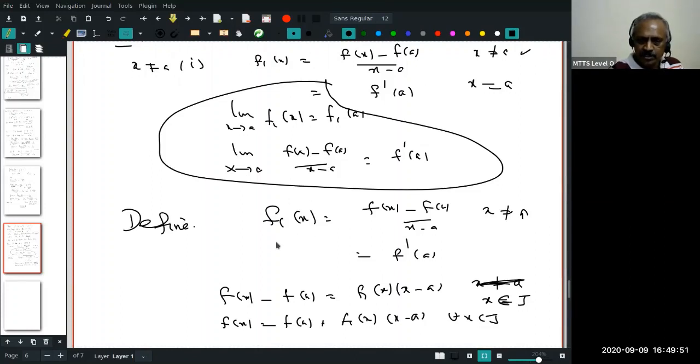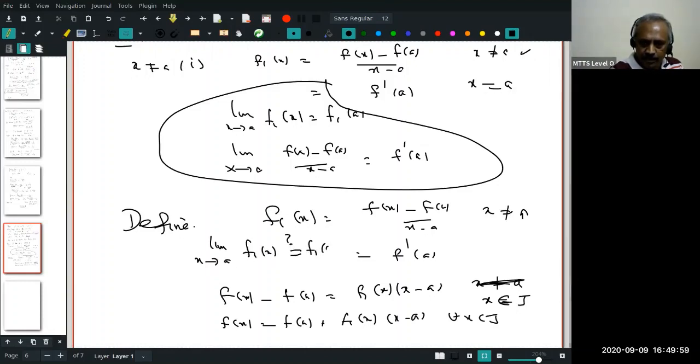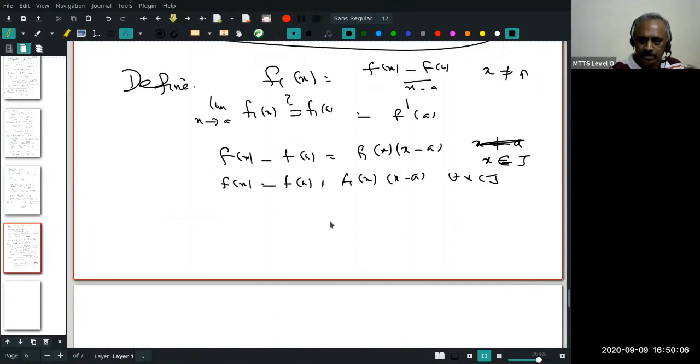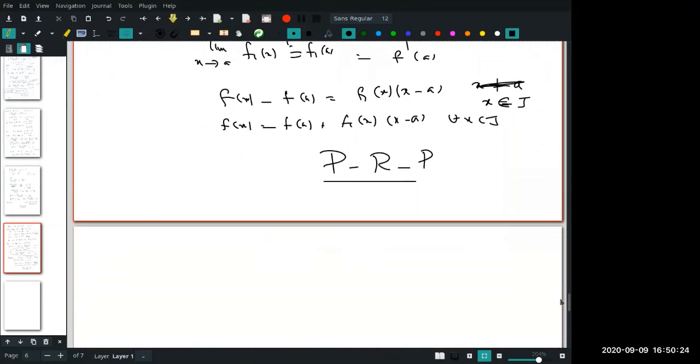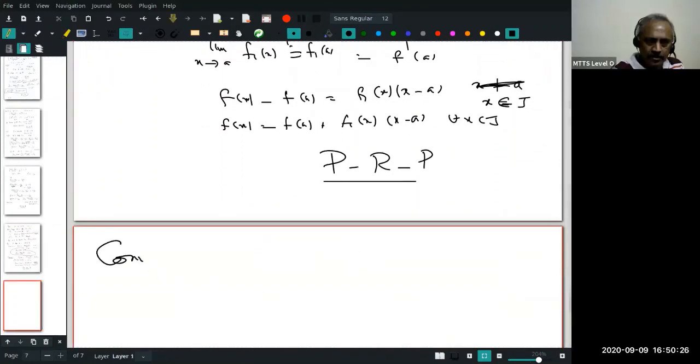Next, I have to say f1 is continuous at a. To show f1 is continuous at a, what do I have to do? I can use the limit definition. Limit x tends to a of f1 of x, I have to check whether it is equal to f1 of a. But that is correct. That is f dash of a. Okay. How many have you understood? Please pause, review, proceed. Please say yes if you have understood. Understood, sir.